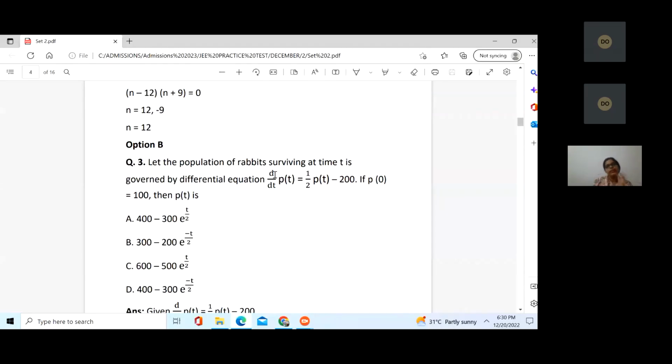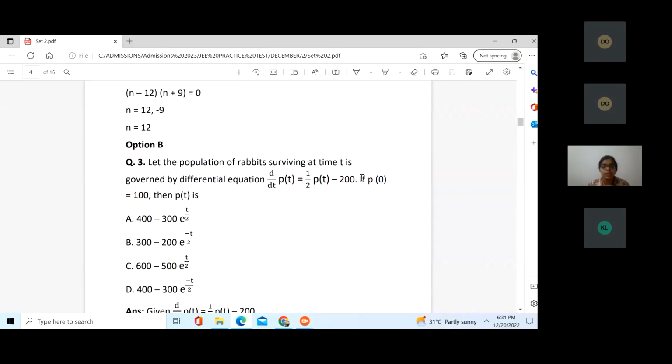When you look into this question, you can know it's in the form of d by dt of p of t. And in the answer, there is something called e raised to something, maybe t by 2 or minus t by 2, in that form. And in the question they have given the p of 0 value also. So think, from the question I need to get into the answer. How am I going to do it?